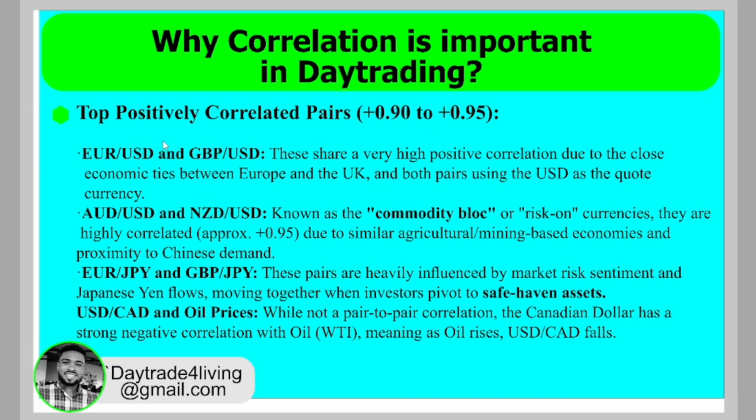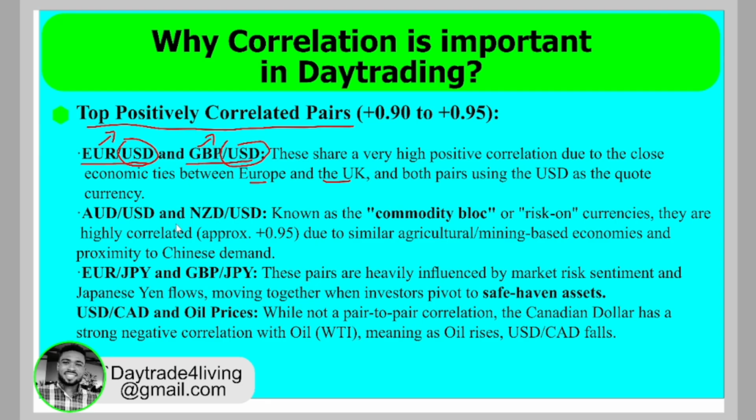So let's look at some positively correlated pairs and how you're going to keep them in your mind. The first one I've discussed already is the Euro USD and the Pound USD. Why? Because they both have the USD as their quote currencies. And Euro and Pound share very high positive correlation because they share similar economies. The Europe and the UK share similar economies. So when the Euro is strong, it's likely that the Pound too is going to be strong.